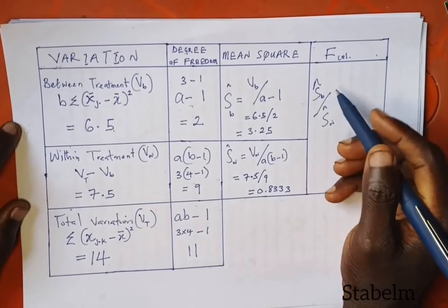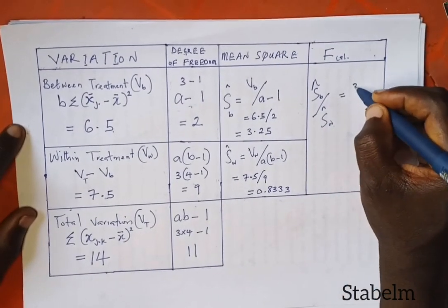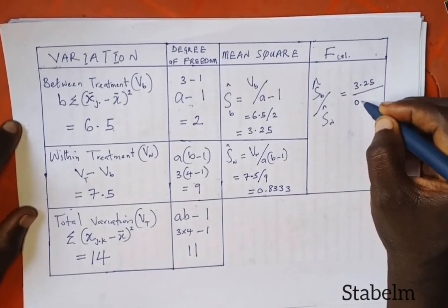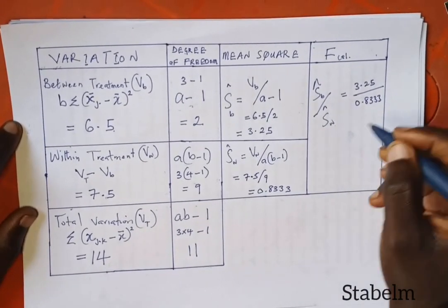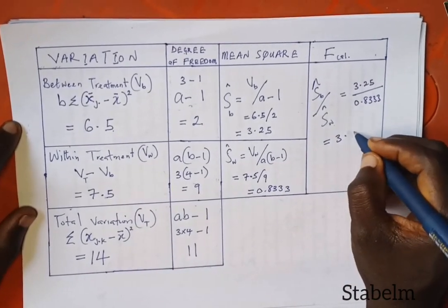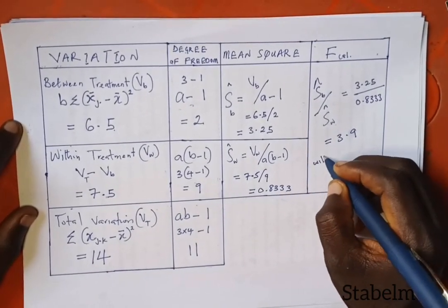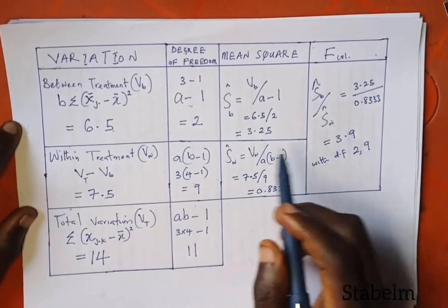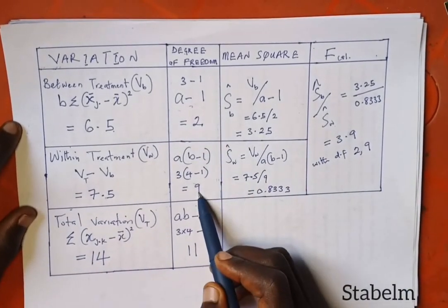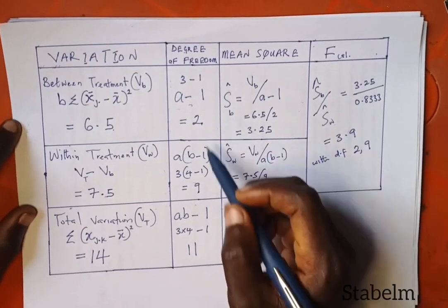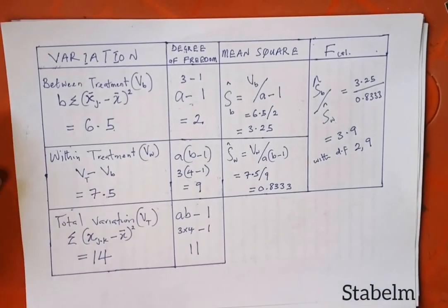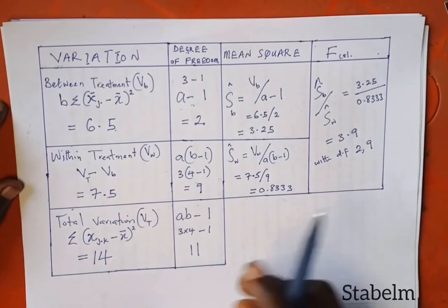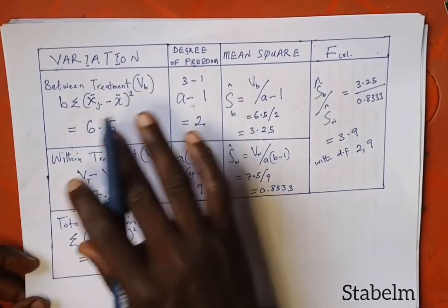Now if you come to the F calculated here, we have the mean square for variation between, which is 3.25, divided by variation within treatment, which is 0.8333. So this will give 3.9 with degrees of freedom 2, 9. Where do we get this 2, 9? We have degree of freedom 2, and we also have degree of freedom 9. So we cannot use degree of freedom 11, because 2 plus 9 will definitely give us 11. So this is our F calculated, which is 3.9. So this is how to form the ANOVA table.